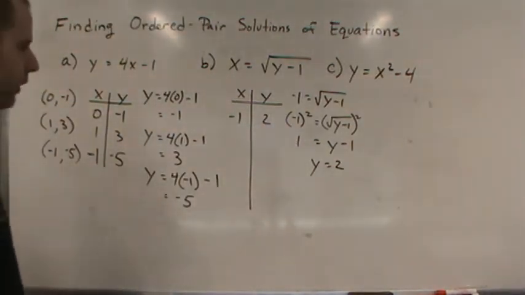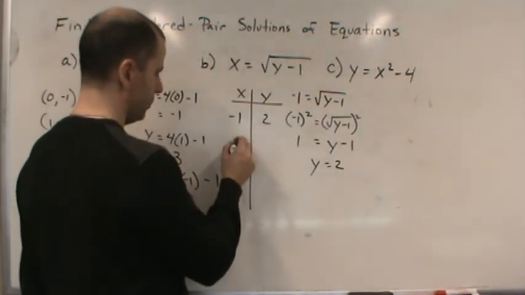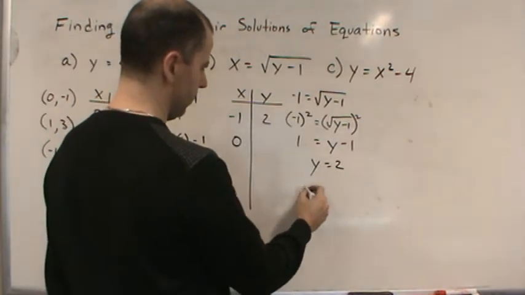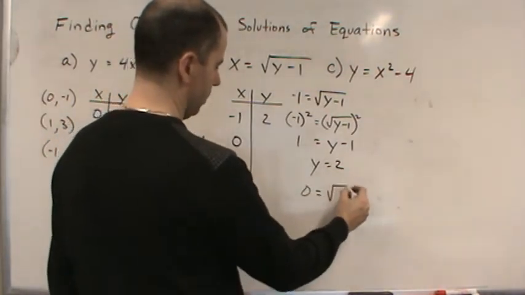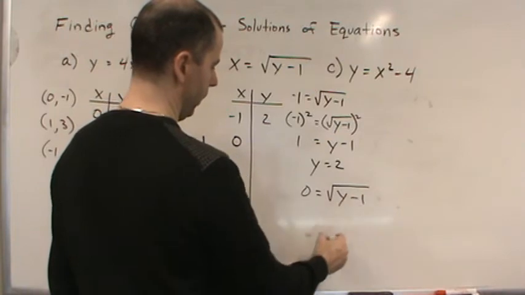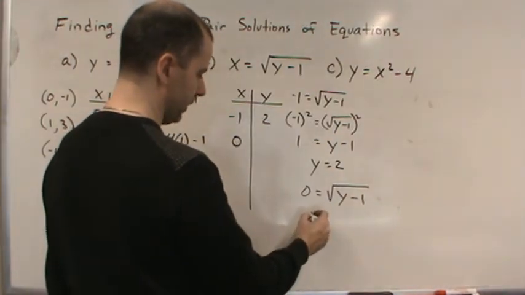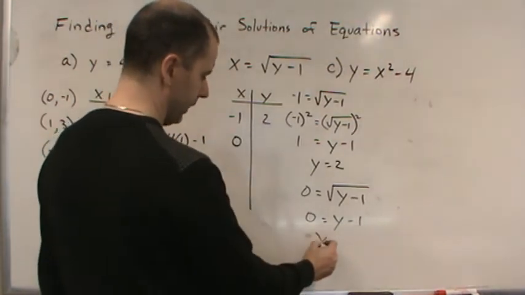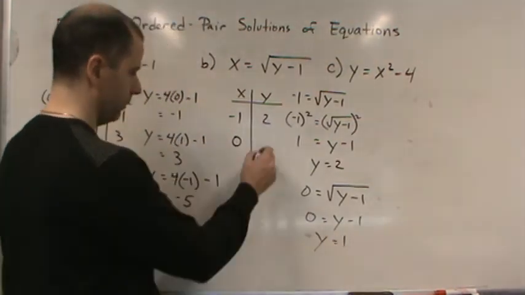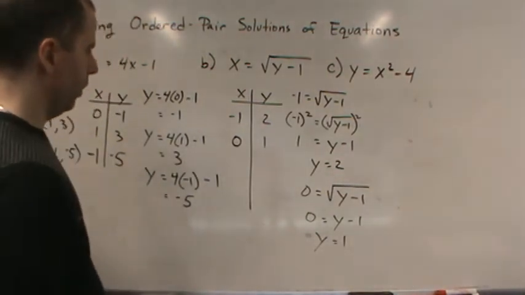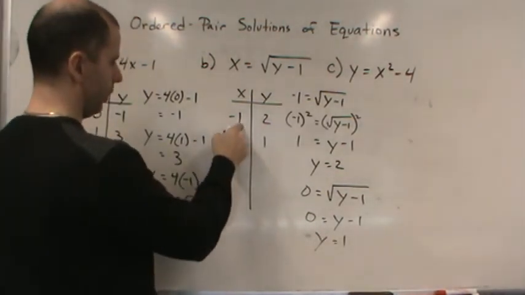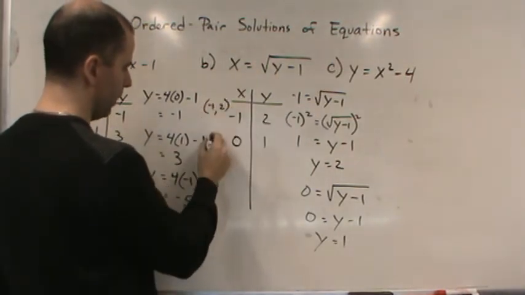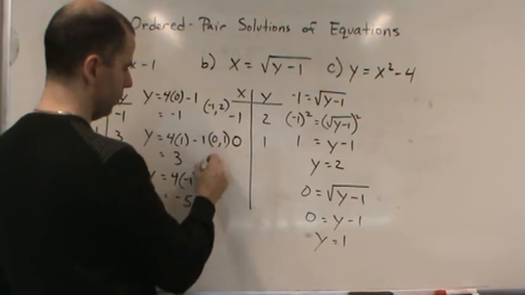Okay? And so again, we could do 0, right? Well, we could do 0. If we plug in 0 for x, we're just going to get 0 equals the square root of y minus 1. And if we square both sides, we're just going to get 0 equals y minus 1. And so y equals 1. Okay? And so one of the solutions here for this equation is negative 1, comma 2. And another one is going to be 0, comma 1.